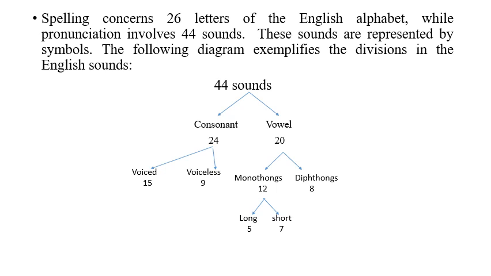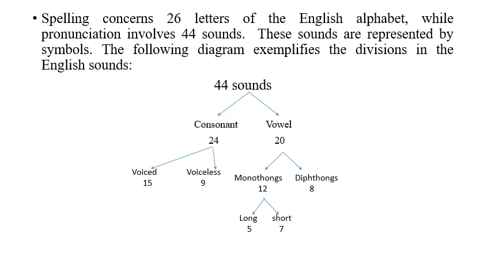The following diagram exemplifies the divisions in the English sounds. We have 44 sounds that are made up of consonants and vowels. The consonants in those 44 sounds are 24. Now, vowel sounds among the 44 sounds are 20. So we have 24 consonants and 20 vowels, making up 44 sounds. The 24 consonants are divided into two as well. We have voiced consonants, which are 15 sounds, and voiceless consonants, which are 9. So if you add 15 plus 9, that will give you 24.